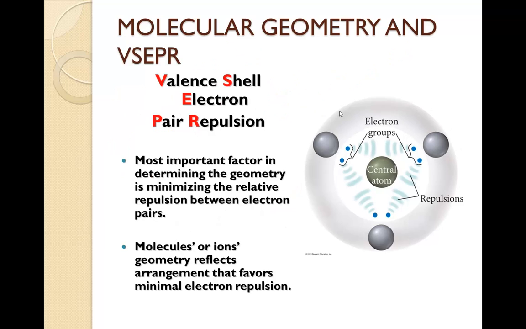The most important factor in determining the geometry is minimizing the relative repulsion between the electron pairs. Molecules or ions' geometry reflects the arrangement that favors the minimal electron repulsion, so where they're most relaxed.